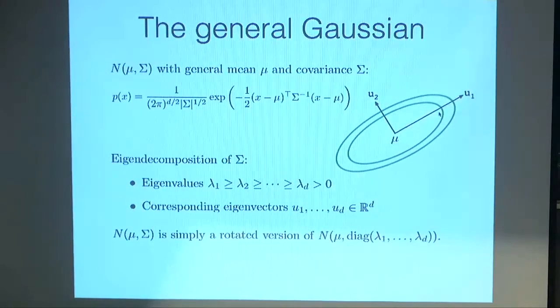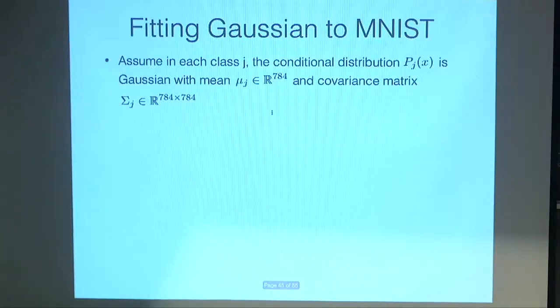Okay, that was a very brief overview of the general Gaussian, but suppose for now that we take this formula as the density of the Gaussian. And let's go back to our problem of digit classification. So what we will do is assume that within every class j, all the images within that class are distributed according to this high-dimensional Gaussian distribution. So it's specified by a mean vector mu sub j that belongs to this 784-dimensional space, and a covariance matrix that has size 784 by 784, right?